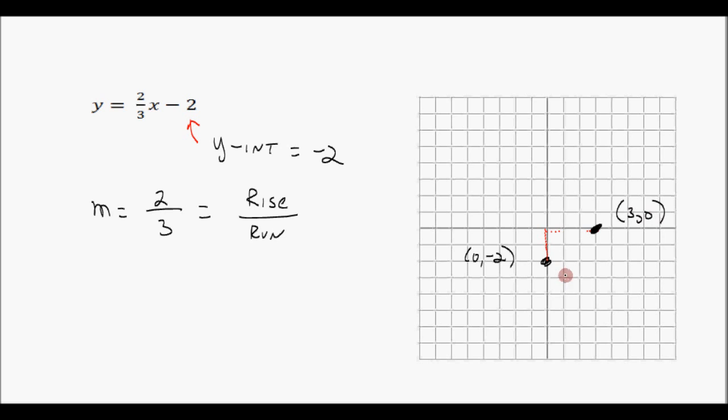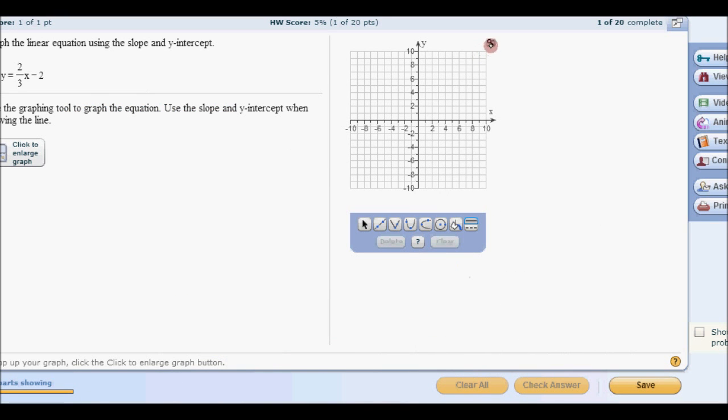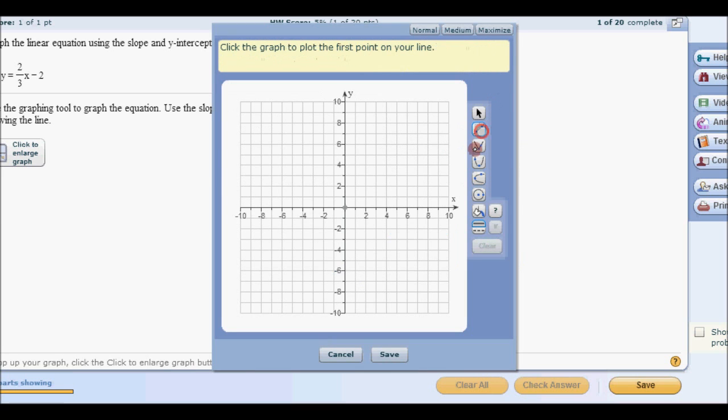So using those points, we're going to go over to my math lab, and it'll draw the line for us once we put in the 2 points. All right, so let's go over here, hit the magnifying glass, hit the straight line tool. We said the y-intercept was (0, -2), so there it is. And then we said the change in y over the change in x, so the change in y was up 2. The change in x is over 3.